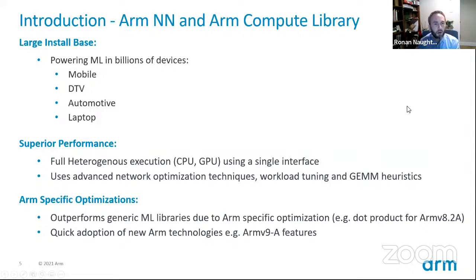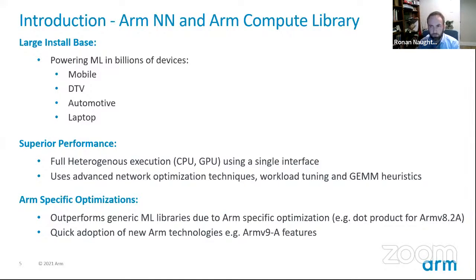So ArmNN and Compute Library, let me just tell you about them because you may not have heard about them before, but believe me, they've got an extremely large install base. These two software libraries for machine learning are powering ML in billions of devices worldwide on Android, Linux, and even on bare metal. They're used most prolifically in mobile, probably over 1 billion installations, DTV, automotive, and more recently actually in laptops, powering applications that want to use ML as well.